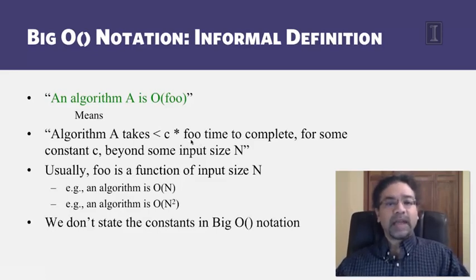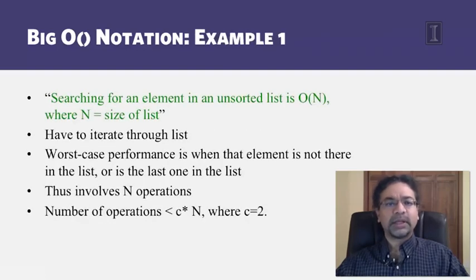Once again, when we say order n squared or order n, notice that we do not include the constant c in the definition itself. This is because the constant is irrelevant. As long as there is some fixed constant, that is good enough for us as far as big O notation is concerned. So we do not state the constants in big O notation. Let's see a couple of examples.